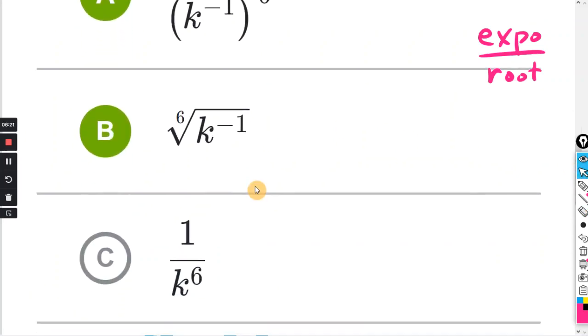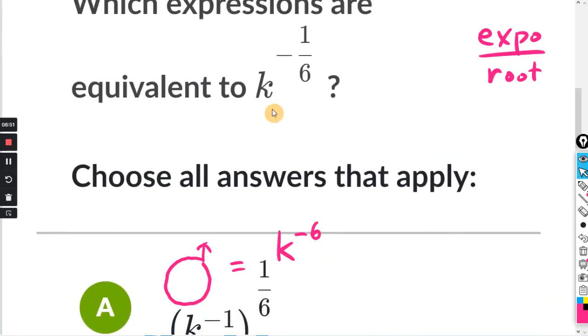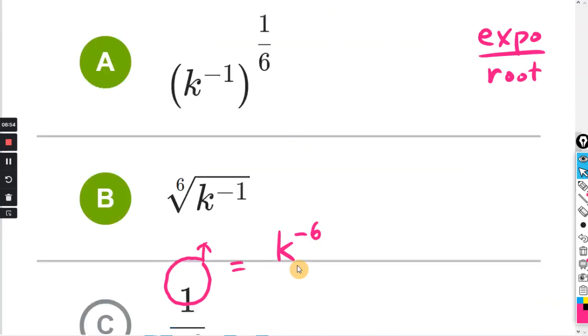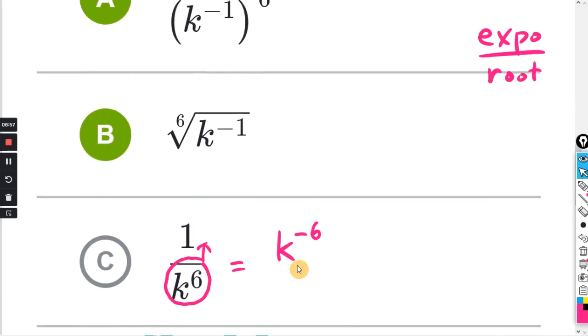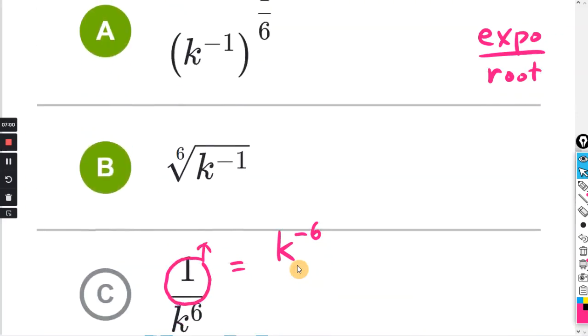Finally, answer C. If you recall, when we did the negative exponents, you can take this whole thing, k to the 6th, and shift it into the numerator, and you change the plus or minus sign on the 6. So 1 over k to the 6th, if we move the k to the 6th up, becomes k to the negative 6. But that does not match k to the negative 1/6. So answer C does not match. And answer D is none of the above, so it's just A and B.